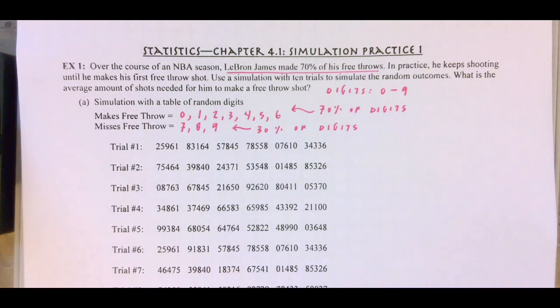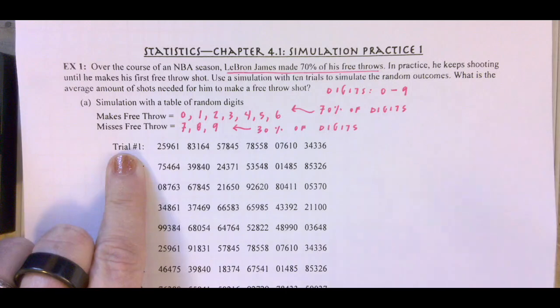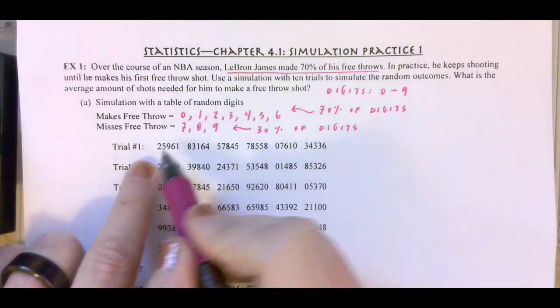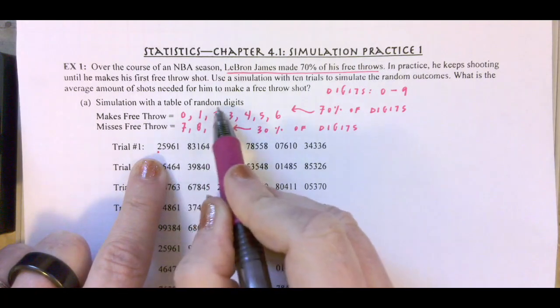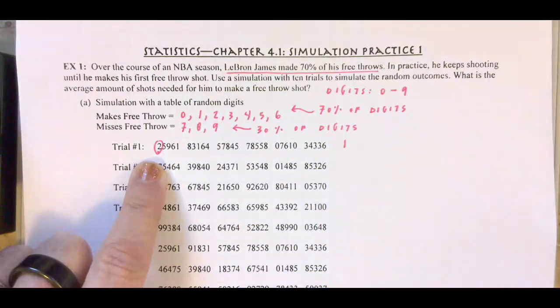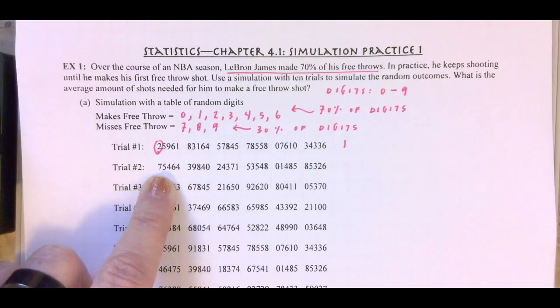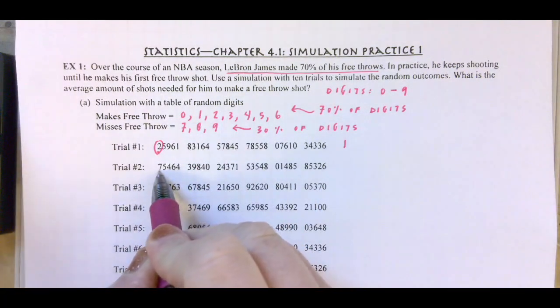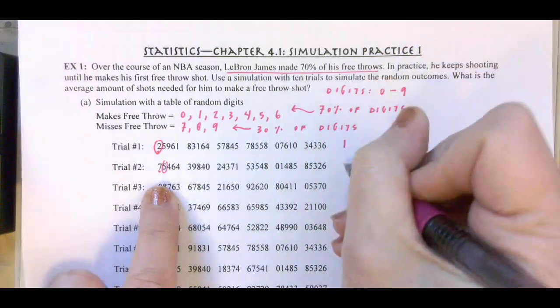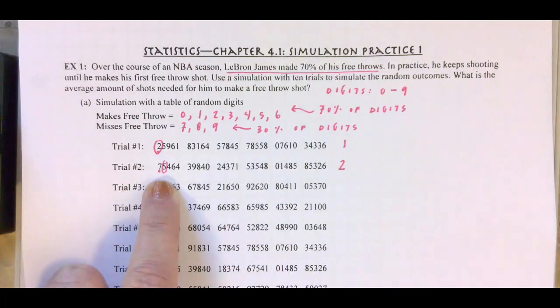Okay, so now trial 1. So again, this is a string of just randomly generated digits. And I'm looking at, well, how many shots does it take for him to actually make one? So trial 1, first digit that comes up is a 2, right? I see a 2. Oh, he made it on the first shot. He was successful on the first shot. It took one shot for him to actually make that free throw. So then I move on to trial 2. I get a 7. Ooh, that means he missed that free throw shot. But then a 5 means he made it. So it took 2 tries for him to be successful for trial 2.